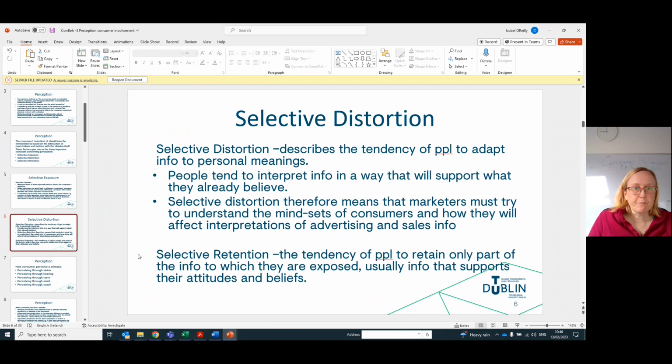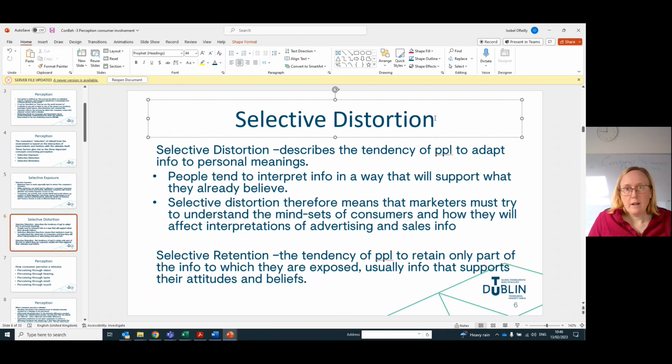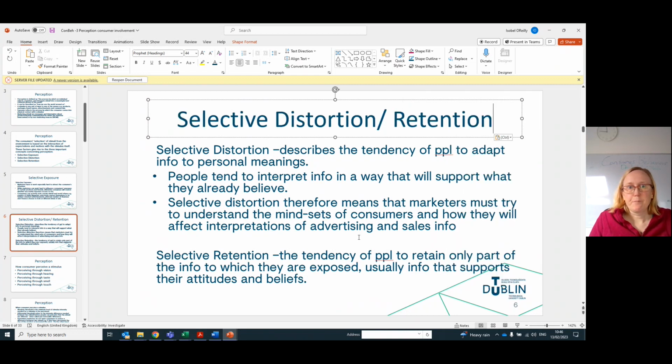And then the final one is selective retention. This is the tendency of people to retain only part of the information to which they're exposed, usually information that supports their attitudes and beliefs. So following on from distortion, they're only remembering what suits them.